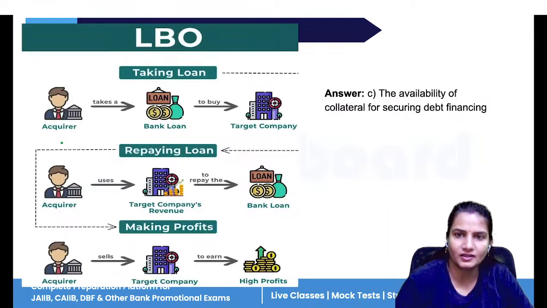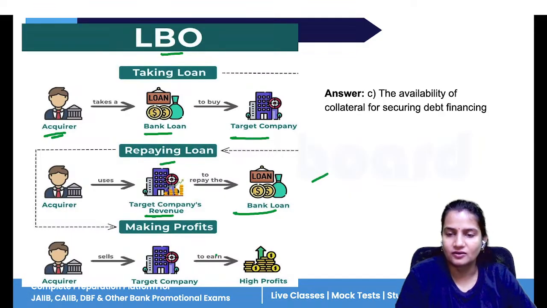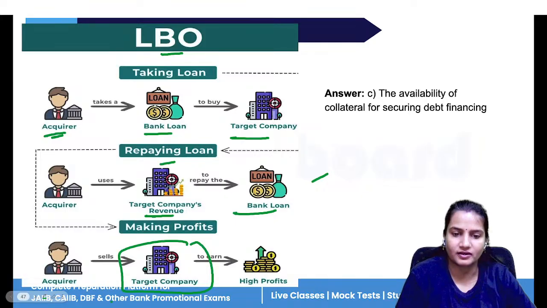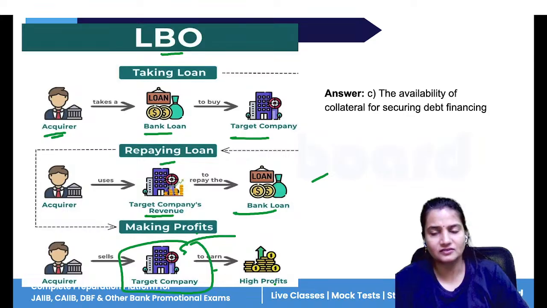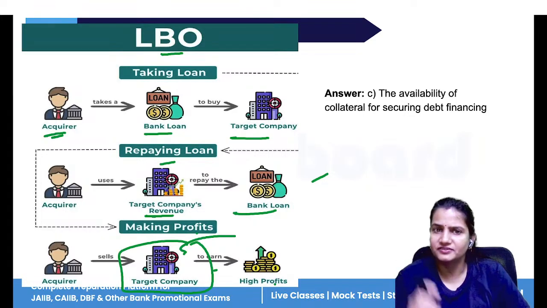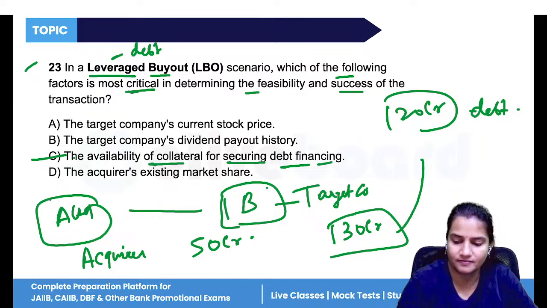Now, what is a leveraged buyout? The acquirer takes a loan to buy the target company. Now the acquirer uses the target company's revenue to pay the loan. The acquirer repays the bank loan using the target company's revenue. Now the target company is also in the hands of the acquirer. Now the acquirer sells this target company at a high rate to earn a huge profit. So this is how the LBO works. But the basic meaning of LBO is taking the help of debt to buy the target company, which is called leveraged buyout. So option C is the correct answer.